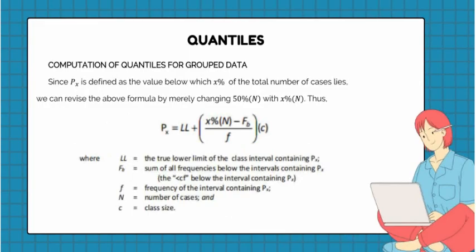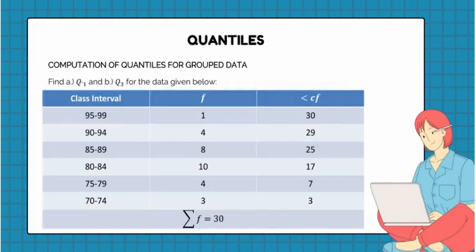So let's try to do an example involving that one so that we could properly understand its use. So let's say this is our frequency distribution, and we already created the frequency distribution out of a data set. Then these are the class intervals you created, these are the frequencies, this is the less than CF you calculated, and then the total number of data.